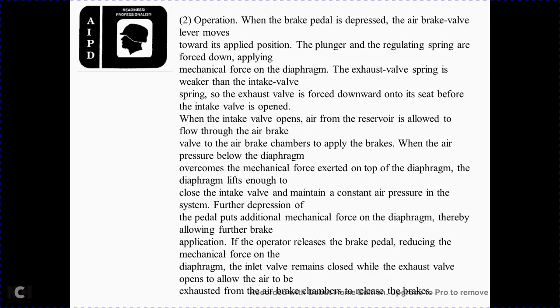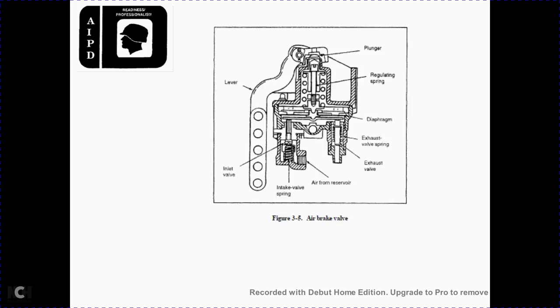When the air brake pressure below the diaphragm overcomes the mechanical force exerted at the top of the diaphragm, it lifts enough to close the inlet valve, maintaining a constant air pressure in the system. Further depression of the pedal adds mechanical force to the diaphragm, allowing further brake application. When the operator releases the brake pedal, the mechanical force on the diaphragm is reduced, the inlet valve remains closed, and the exhaust valve opens to allow air to exhaust from the air brake chamber to release the brakes.